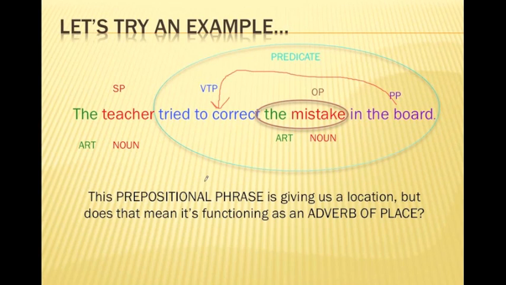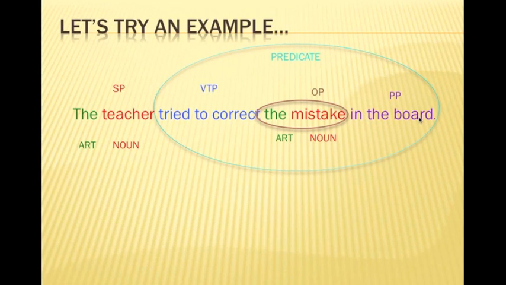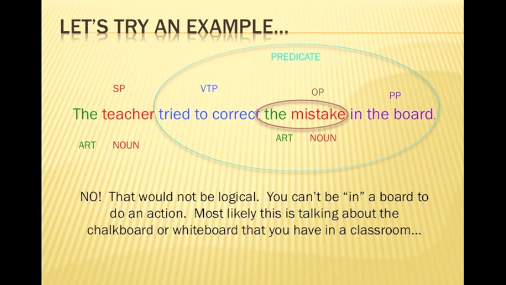So, in this process, let's think for just a moment. It seems to be in the right location for an adverb. Remember, objects usually come before adverbs in the sentence. But remember, the basic idea of an adverb of place is to tell us where the action is actually occurring. So in other words, is the teacher doing this action in or at or on this particular place? Well, let's think for just a moment. That doesn't seem to be logical.